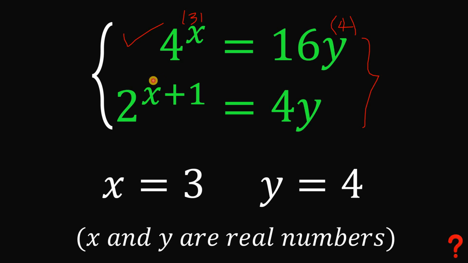The second equation, if x is 3, 2 raised to the power of 3 plus 1, this will give us 16. And this y becomes 4, and 4 times 4 must be equal to 16. So, the second equation also holds true. Therefore, our answer must be x equals 3 and y equals 4. And as always, we are done.